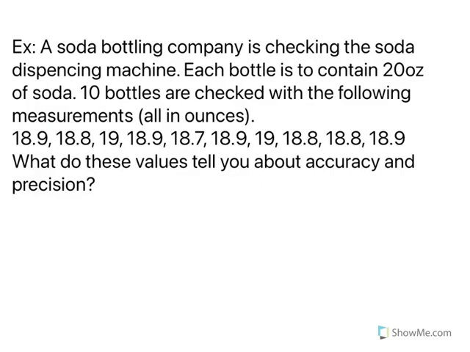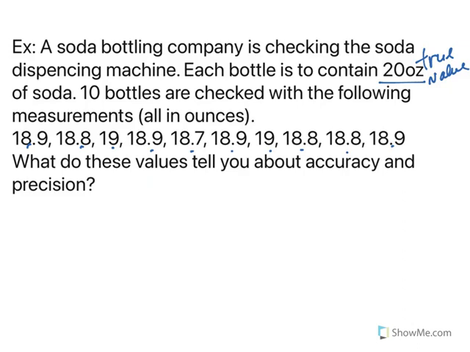Now let's do one more example. A soda bottling company is checking the soda dispensing machine. Each bottle is to contain 20 ounces of soda, so this is our true value. 10 bottles are checked with the following measurements, all in ounces: 18.9, 18.8, 19, 18.9, 18.7, 18.9, 19, 18.8, 18.8, 18.9. What do these values tell you about accuracy and precision?